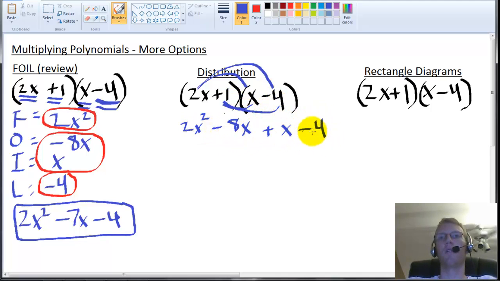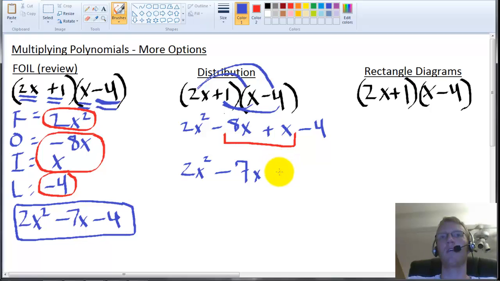You can see that these 4 pieces that we got by distribution are the exact same 4 pieces that we got by doing first, inners, outers, lasts. They're just different ways to show your work in order to make sure you get all the possible combinations. So whichever way you think is easiest. Now you can clearly see that these two are like terms which can combine. So we get 2x squared minus 7x, again, because negative 8 plus 1 is negative 7. Keep the variable the same. And then minus 4. So that is another way to do it.